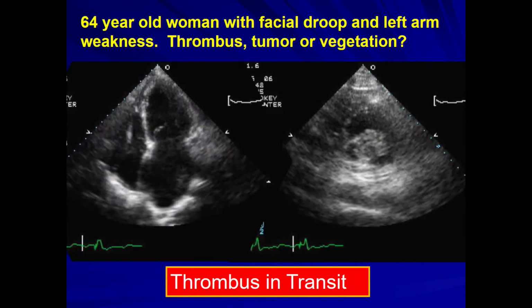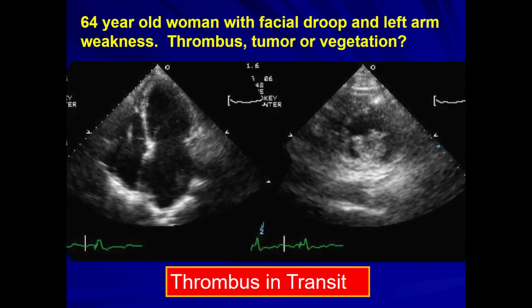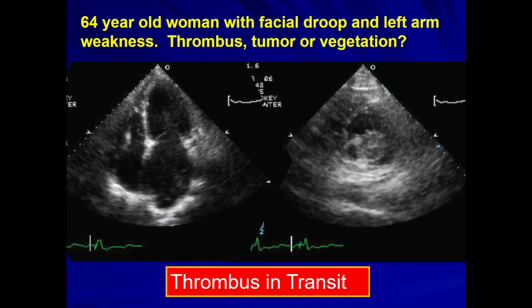You can see the left atrium's humongous in this case. The LV function's not very good, and the patient was in atrial fibrillation. She was just a setup for this thrombus, and this was a thrombus in transit threatening to be another stroke.